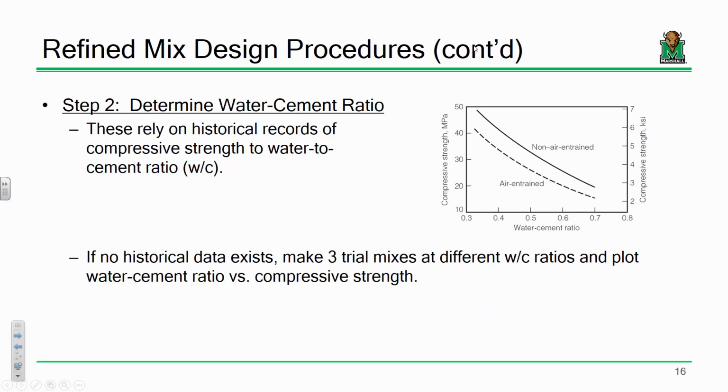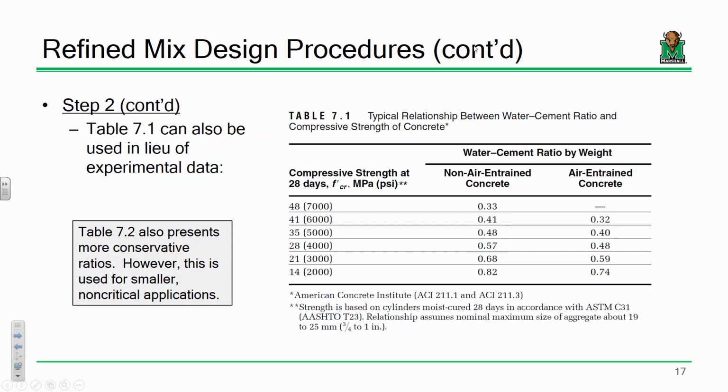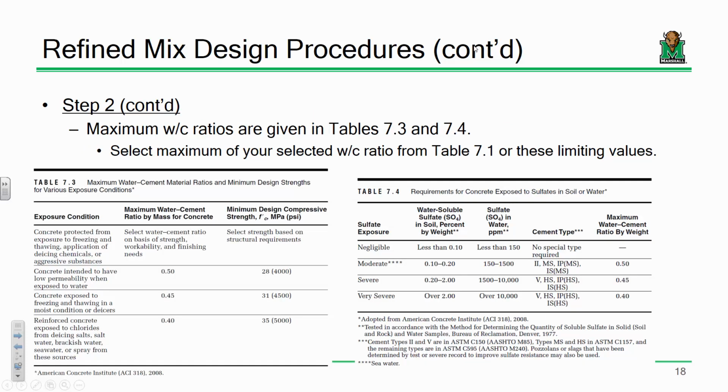Next thing you need to do is determine your target water-cement ratio, and what we're going to do is just use historical data that's presented in the text. Based on your required f'cr and whether you're using air-entrained or non-air-entrained concrete, just linearly interpolate to get a target water-cement ratio. Sound good? We talked about this last time, so pretty straightforward.